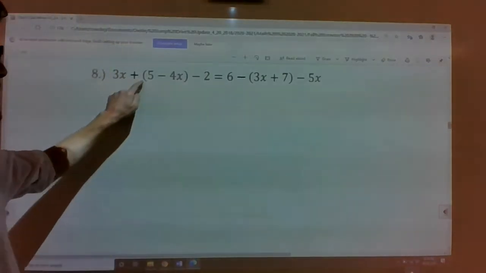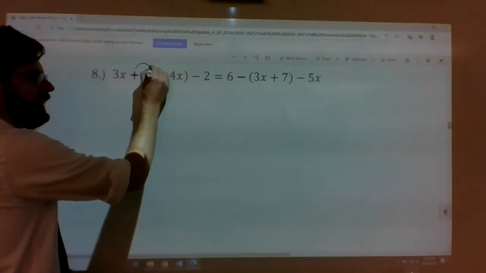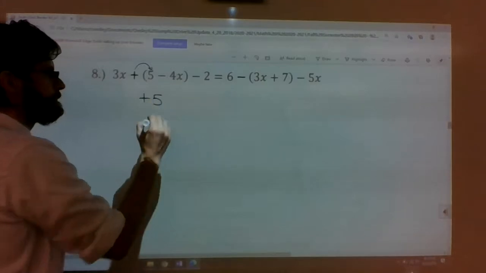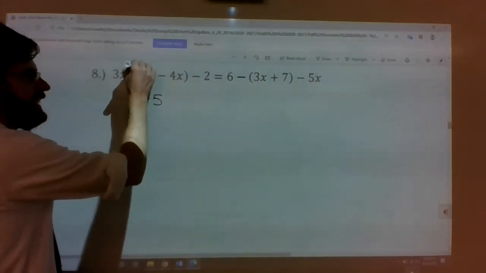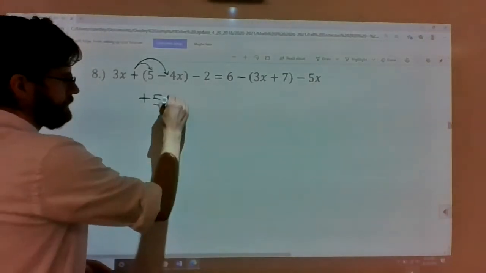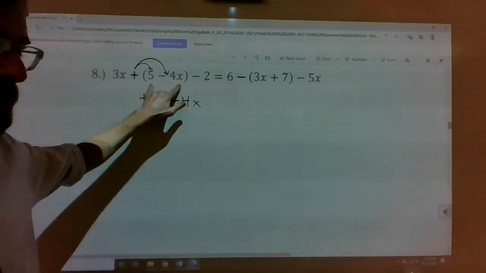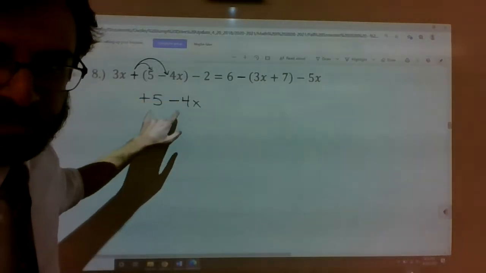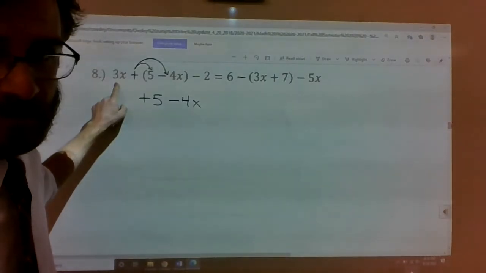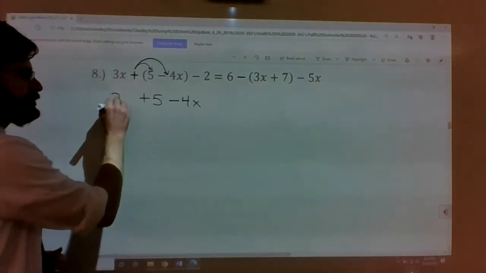If you're distributing a plus to something, think of it like this. A positive times a positive is a positive. A positive times a negative is a negative. So the plus leaves everything in the group unchanged as far as its signs are concerned. Notice I didn't multiply by 3x. It's 3x plus everything in the group. So the 3x just drops down.